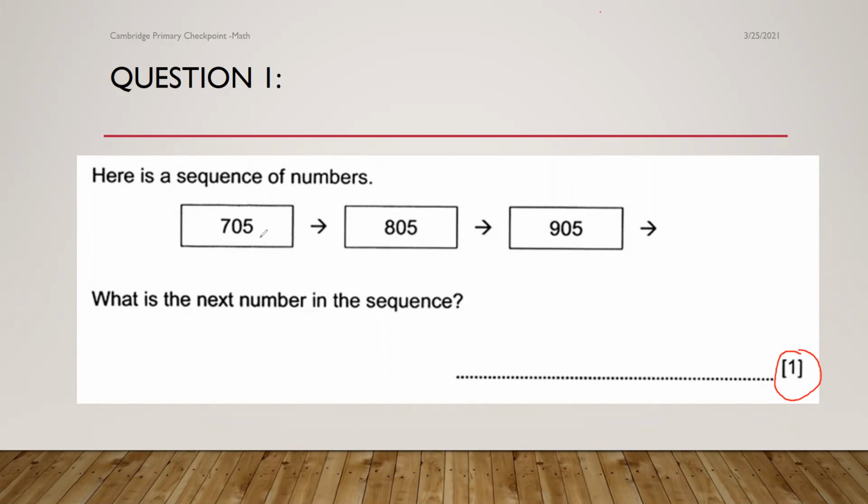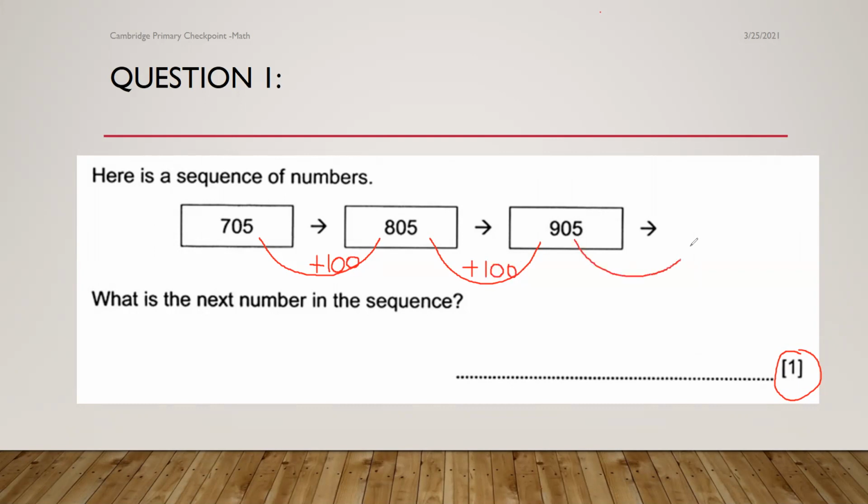Let me check that. My first number is 705. Then my second number is 805. Then my third number is 905. I can see when you add 100 to the previous number, I will get my next number. That means 705 plus 100, I'm getting 805. Then 805 plus 100, I'm getting 905.